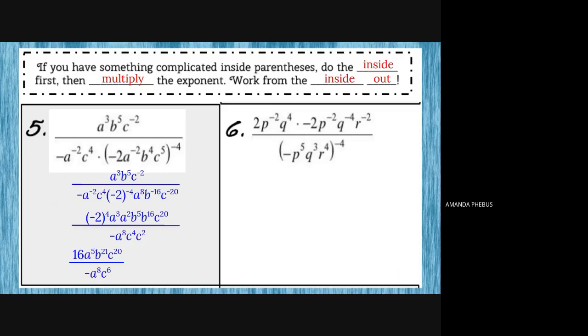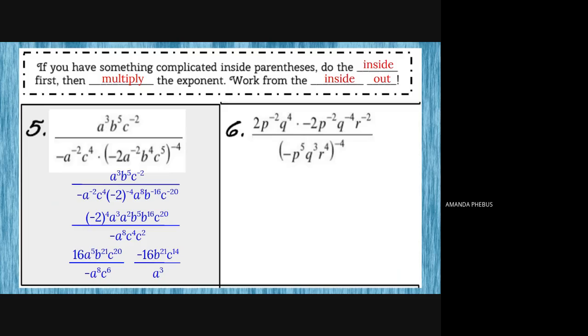And then now I'm going to worry about pulling those two fractions together. Now, I don't have any b's in the denominator, so that b to the 21st is going to stay. I might write 16 divided by negative 1 as a negative 16. We'll see. But we do have to combine our a's. We have to combine our c's. So, yep, I did 16 divided by negative 1 is negative 16.